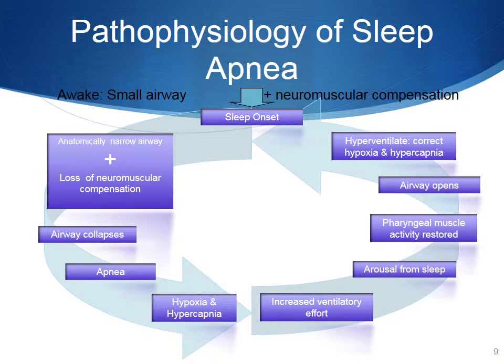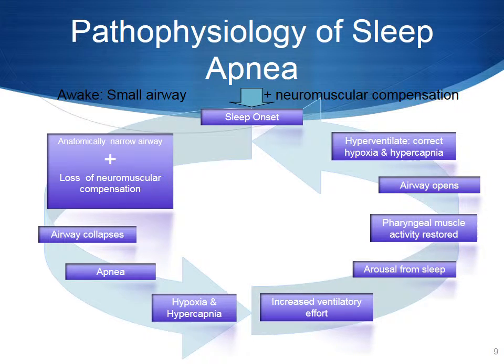Then, as the CO2 level rises, chemoreceptors cause us to have an increased ventilatory effort and an arousal in the brain, where brain waves change for 3 or 4 seconds, resulting in a dilatation of the airway. The airway opens. There's increased breathing, resulting in sort of a hyperventilation. CO2 levels fall, and then the cycle repeats itself.